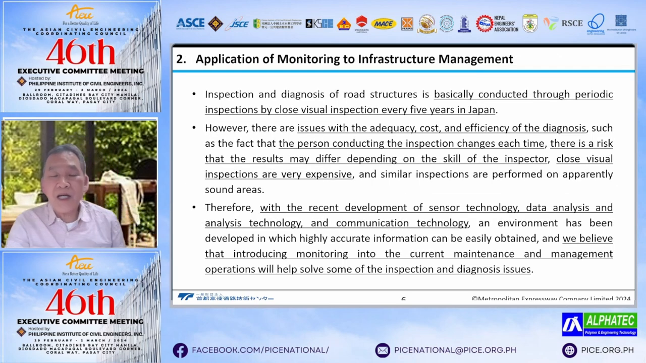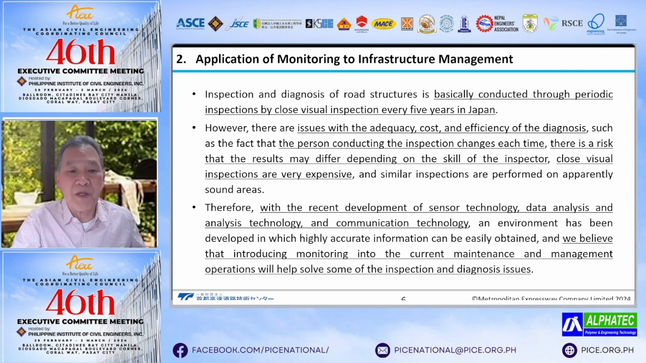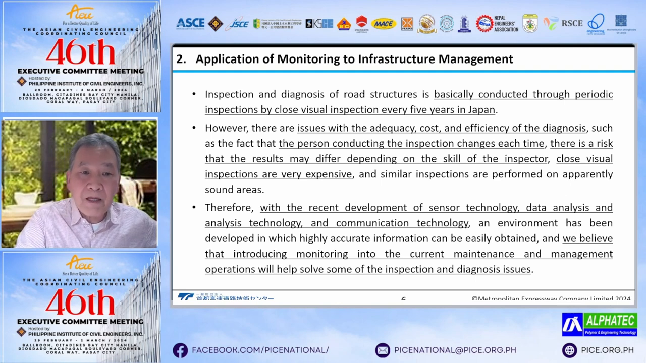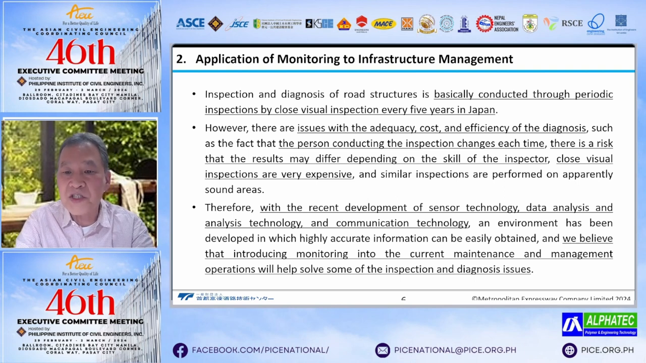So I'm going to introduce the application of monitoring to infrastructure management. This is a general description. As Nakano mentioned at the beginning, inspection and diagnosis of road structures is basically conducted through periodic inspections, that is, by close visual inspection every 5 years in Japan. This is by law. However, there are issues with the adequacy, cost and efficiency of the diagnosis, such as the person conducting the inspection changes each time, and there is a risk that the result may differ depending on the skill of the inspector. And also close visual inspections are very expensive.